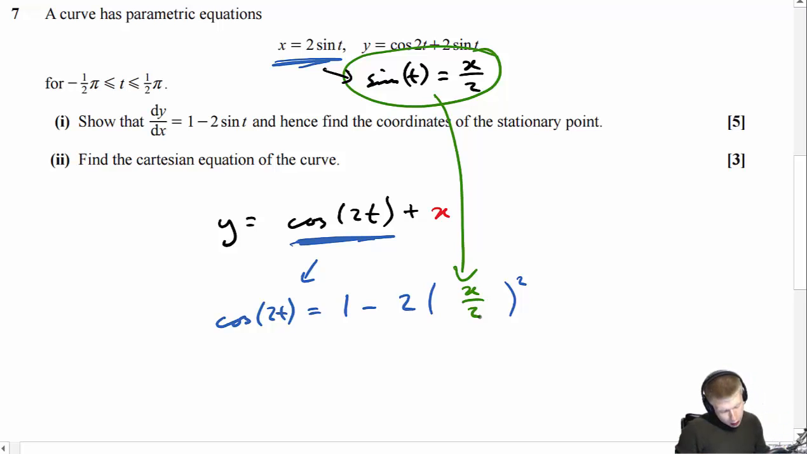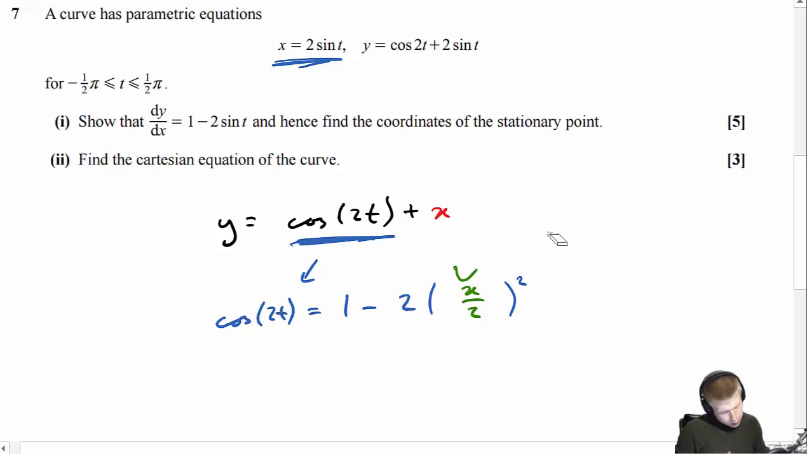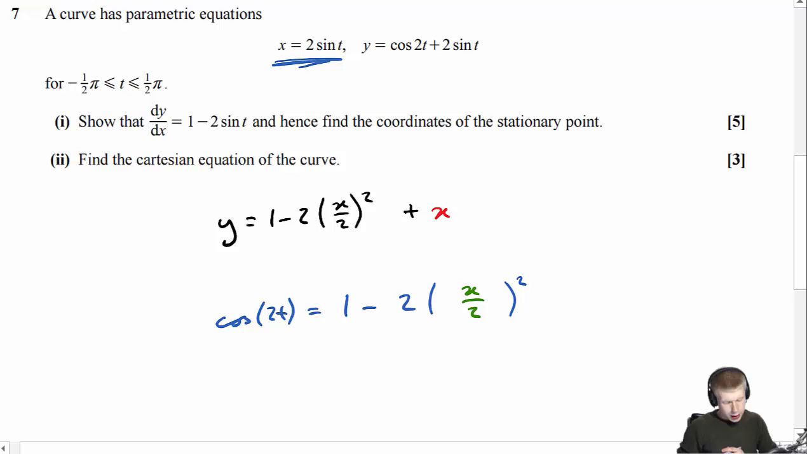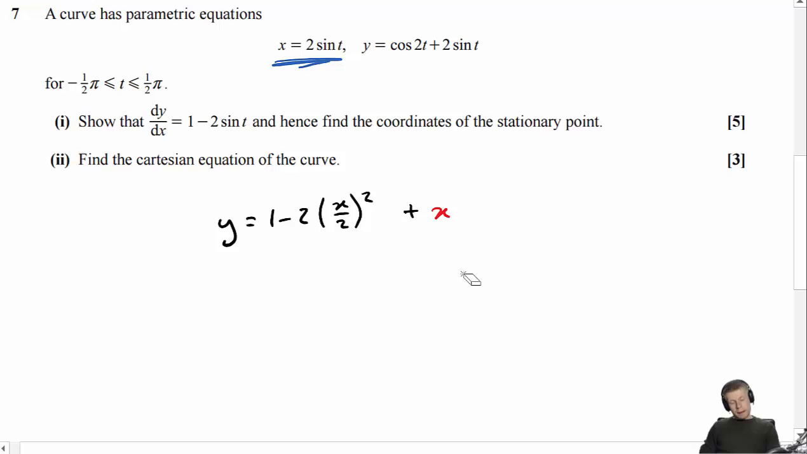Hey, happy days, because look, now if I put that back into my original thing involving y, I've got y equals 1 minus 2 times x over 2 all squared, plus x, and then that thing there is just involving x's and y's. Now I guess just because I want to show off, I'm going to put it back in more familiar terms. I'm going to expand that out just to show off really. But you don't have to. I mean, this is technically the Cartesian equation of the curve. They haven't told us to leave it in any particular form, so you could totally stop there if you wanted to. But I'm just going to show off.